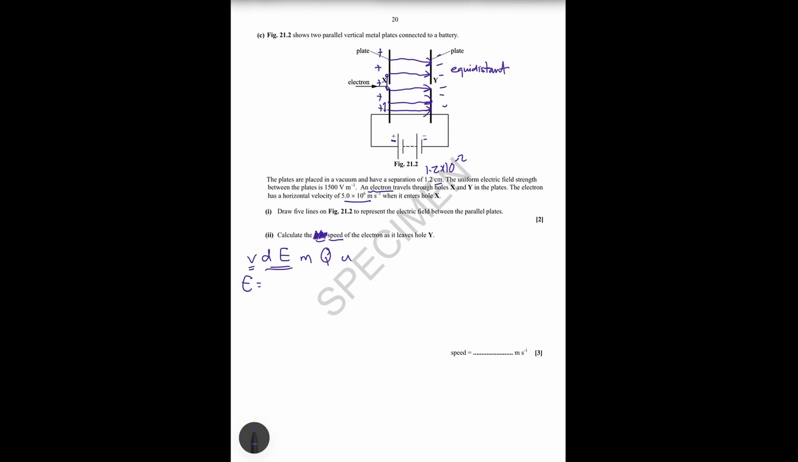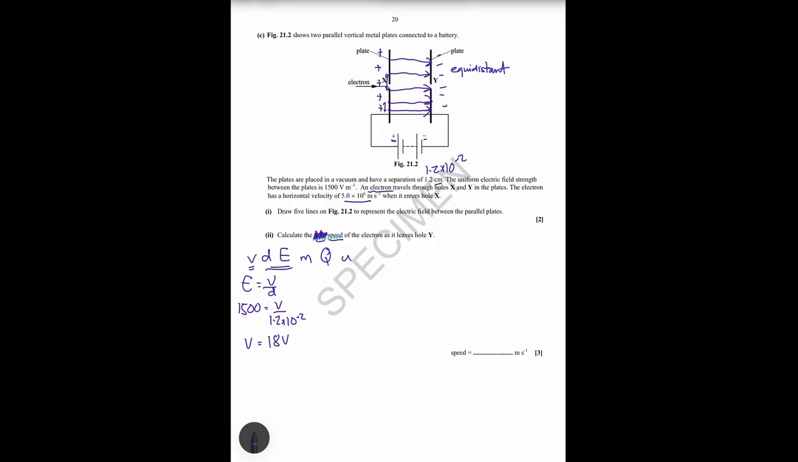So I know that E is equal to V over D. I know those numbers because it tells me that E is 1500. V I don't know because it's what I'm looking for, and D is 1.2 times 10 to the minus 2. So I'll put this in my calculator and I get V as being 18 volts.